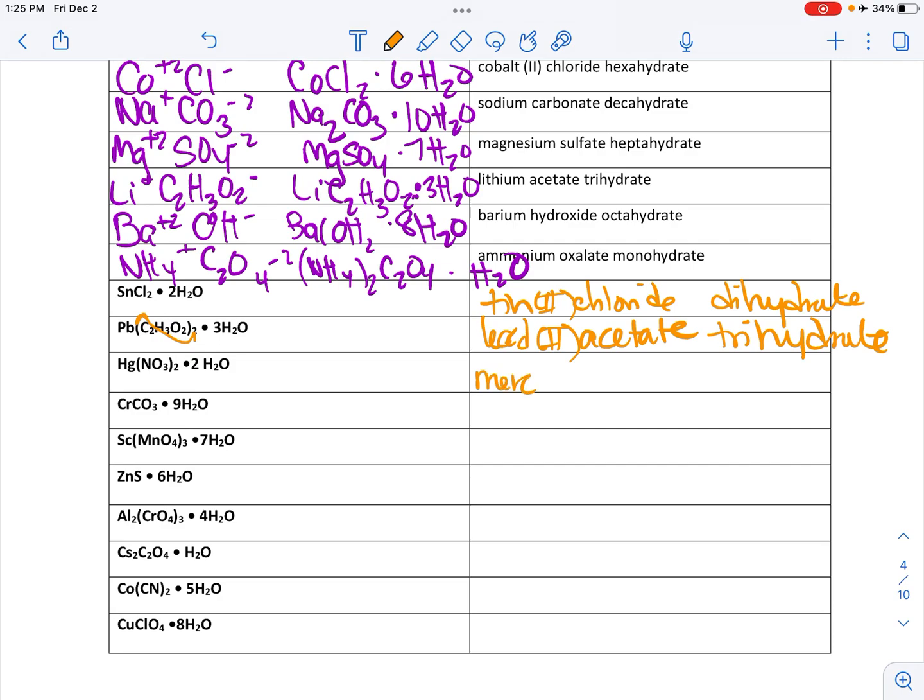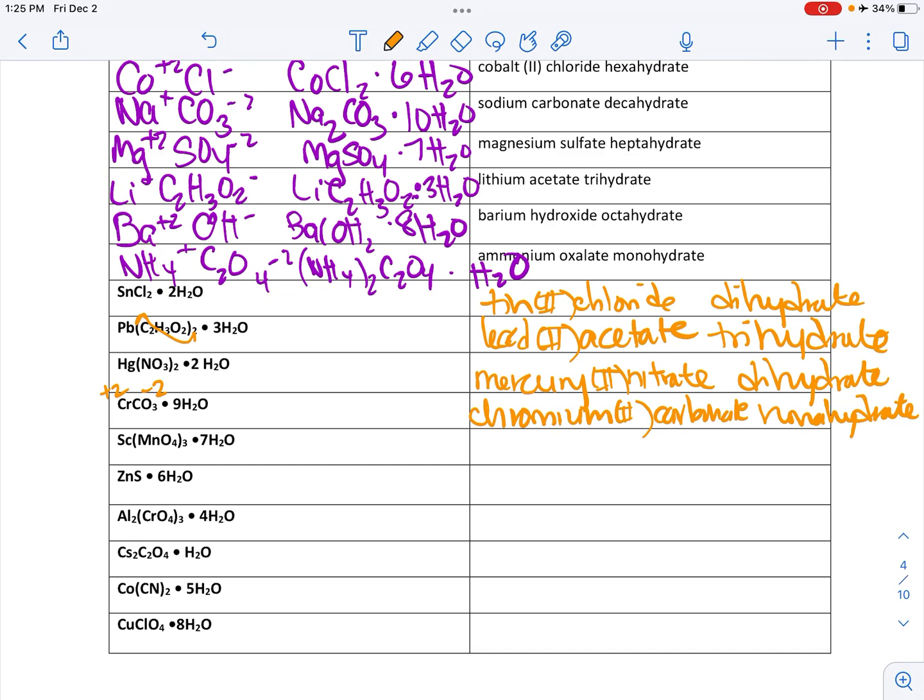Mercury, and this is nitrate. Mercury has more than one oxidation state. Crisscross it back. You say mercury 2, dihydrate. This is chromium carbonate, and chromium has more than one oxidation state. Since there's nothing to crisscross back, carbonate's a -2, so chromium has to be a +2. And this is a nonahydrate.